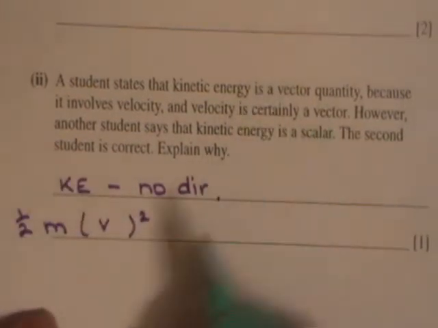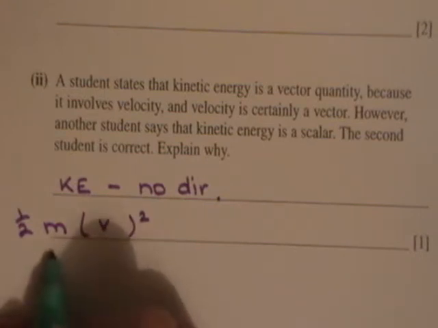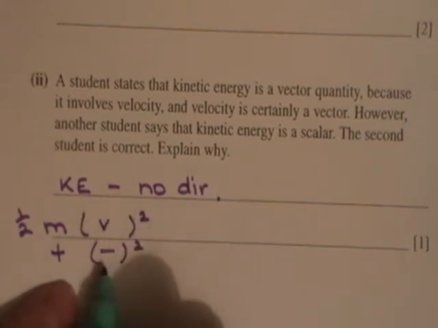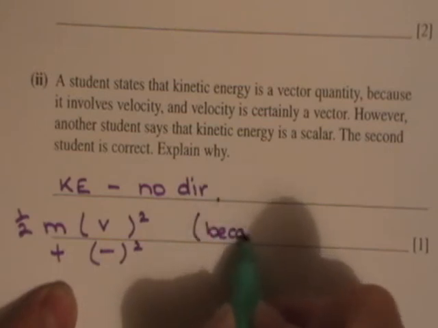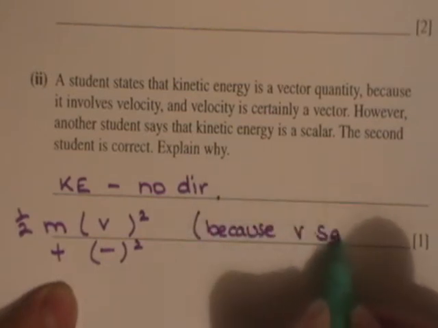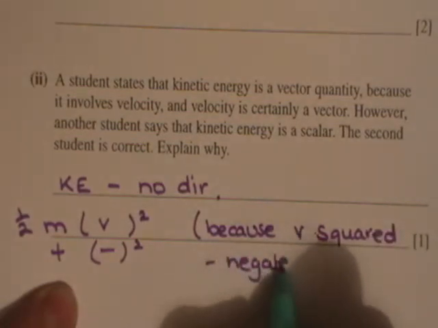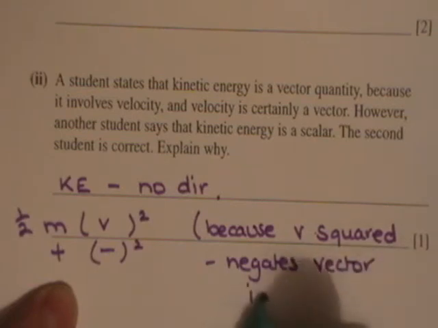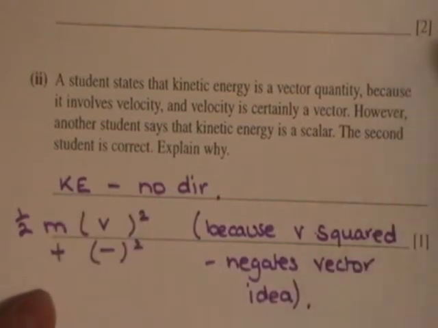If you square the units, if you square the fact that it's a vector, then when you square that, remember I would have said that if you let all your scalars be pluses and your vectors be minuses, when you square minus you get a plus, so plus times a plus gives you a plus, i.e. that's a scalar. So because velocity is squared, that negates the idea that it's a vector. I think I would stick with that first answer. It's easier to explain, just that energy has got no direction.